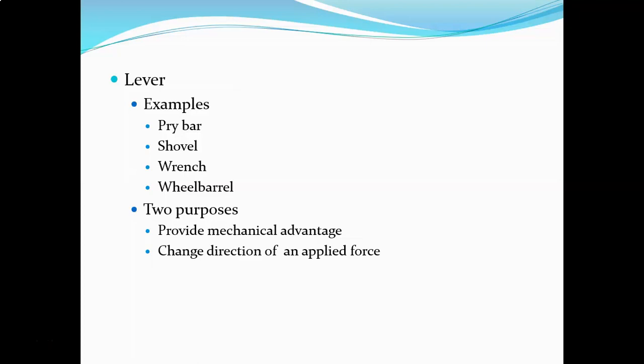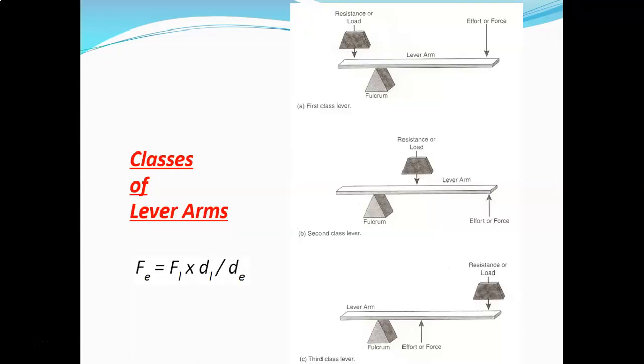So here's some examples of levers that we're going to study a little bit. We're going to look at a pry bar, shovel, wrench, wheelbarrow. That's all examples of levers. You may not think of a wheelbarrow as a lever, but it really is, and you'll see in coming slides how that applies. Levers have two purposes: they provide mechanical advantage and change the direction of the applied force.